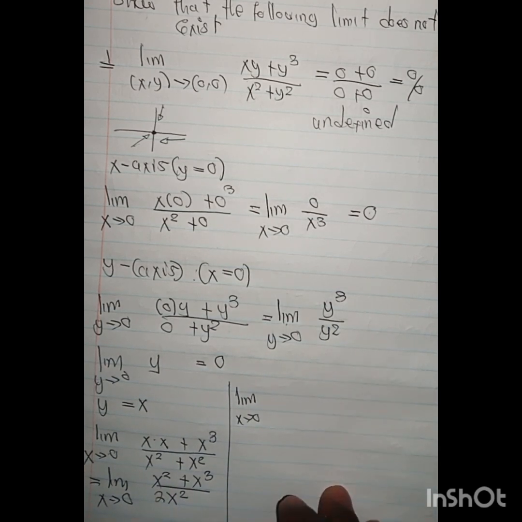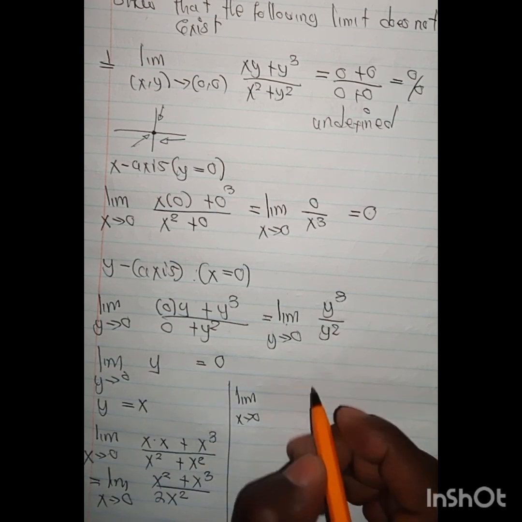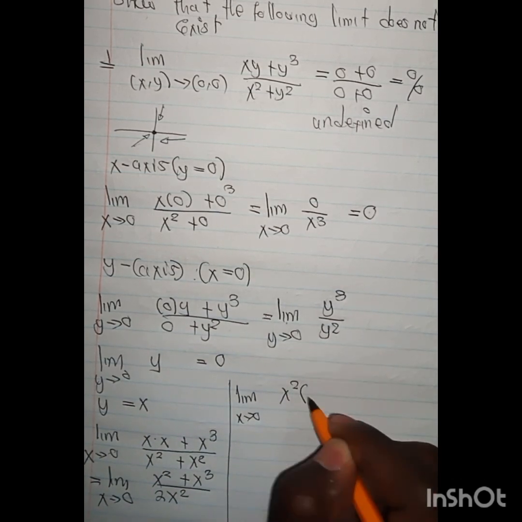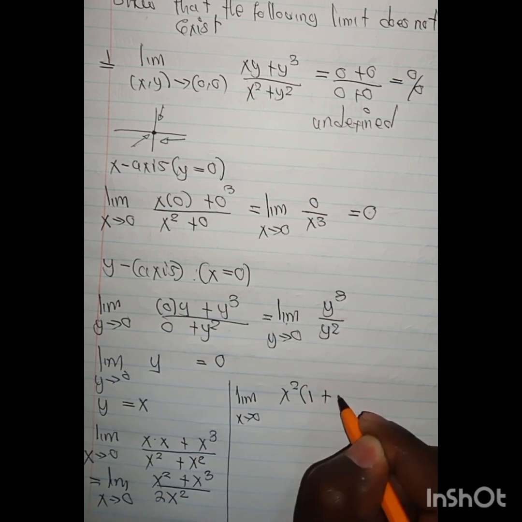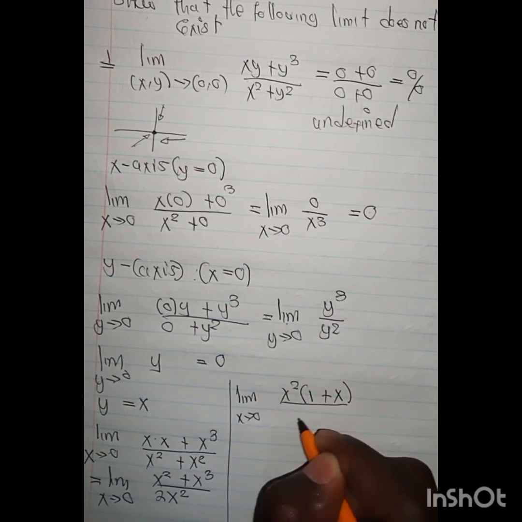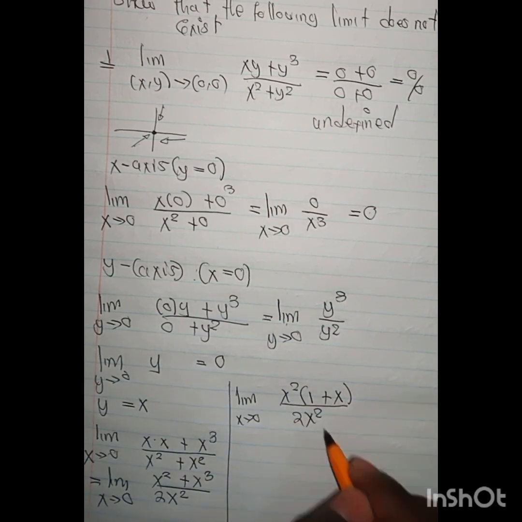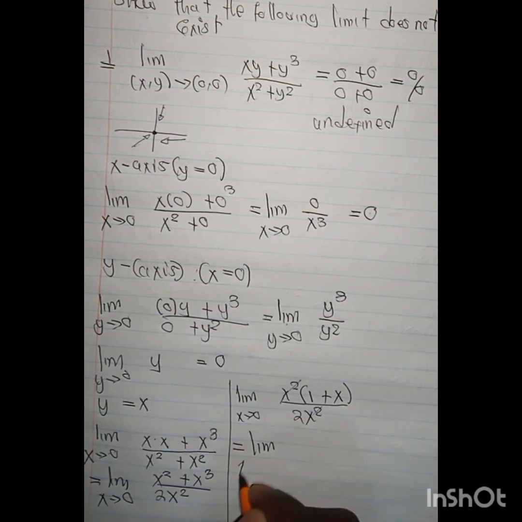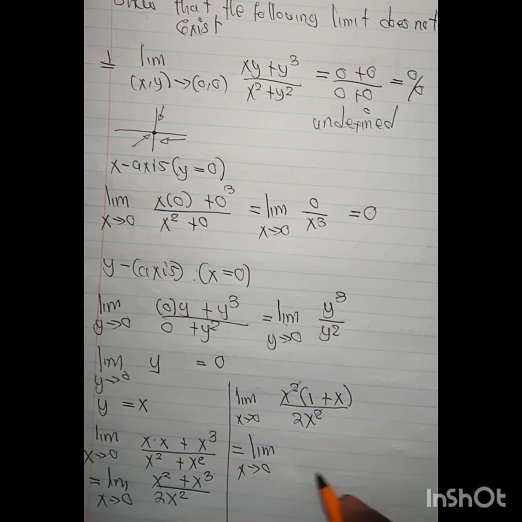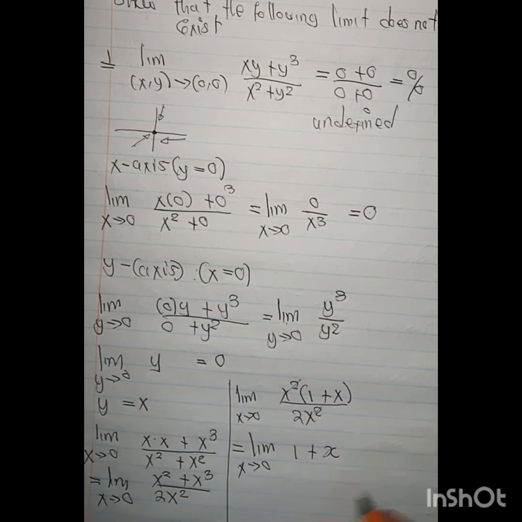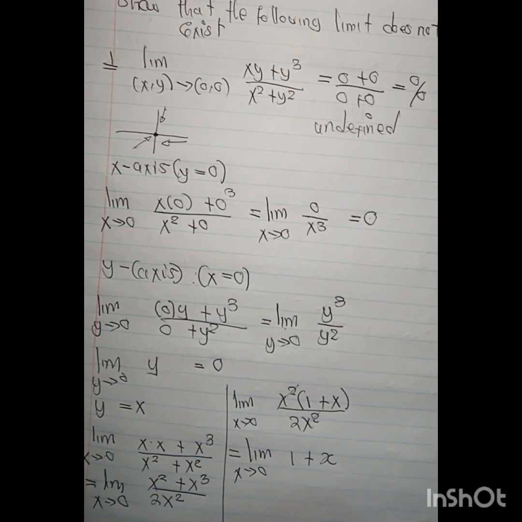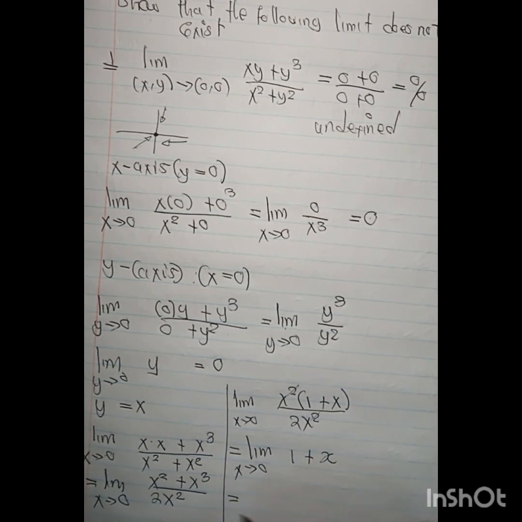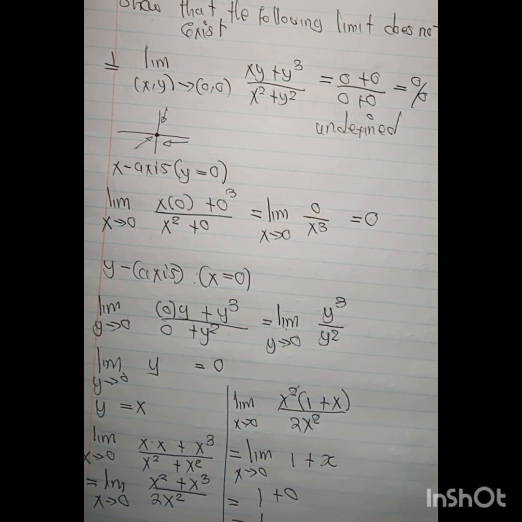Between the two, we have a common factor. We can take x squared as a common factor. So if x squared is taken out as a common factor, inside we'll have 1 plus x, all this over 2x squared. Then x squared will cancel x squared. It means now we'll have the limit as x approaches 0 of 1 plus x. At this point, you can do the direct substitution. If we plug in 0 where there is x, we'll have 1 plus 0, and 1 plus 0 is just a 1.